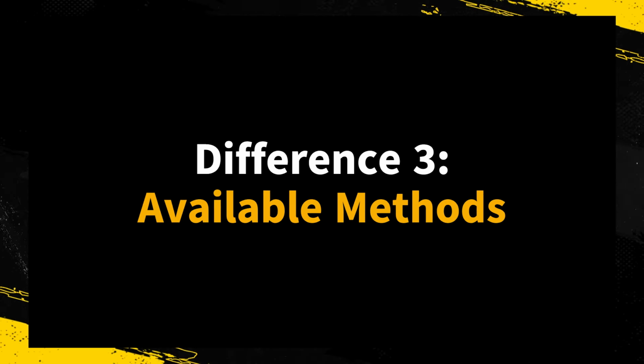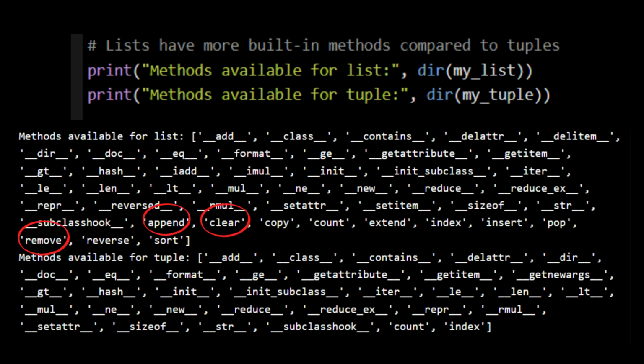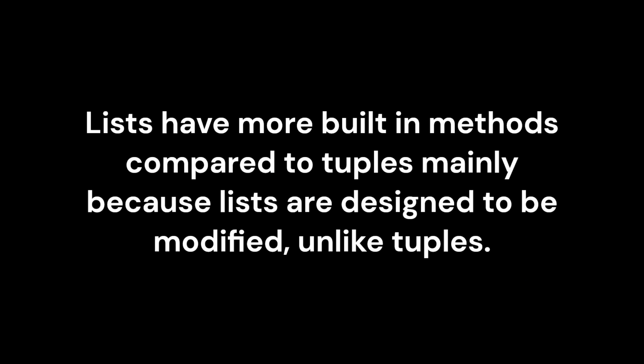Another difference is the available methods. Lists also have more built-in methods compared to tuples. Lists have methods like append, remove, clear, and more, which are not available for tuples, and this is mainly because lists are designed to be modified while tuples are not.